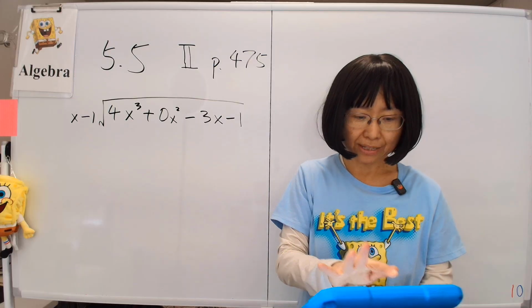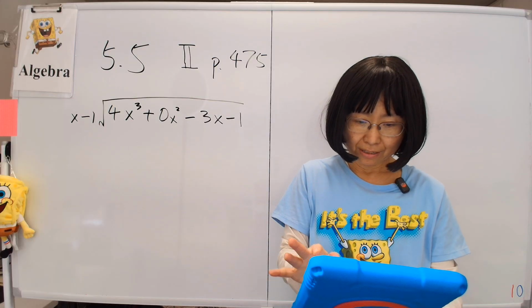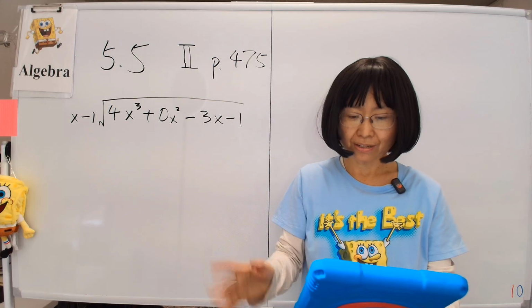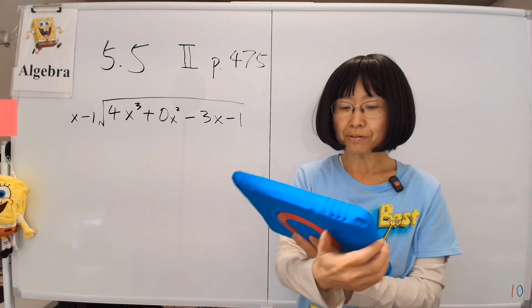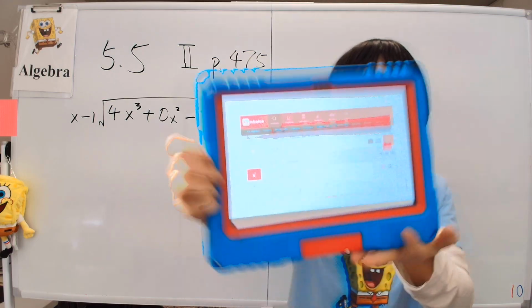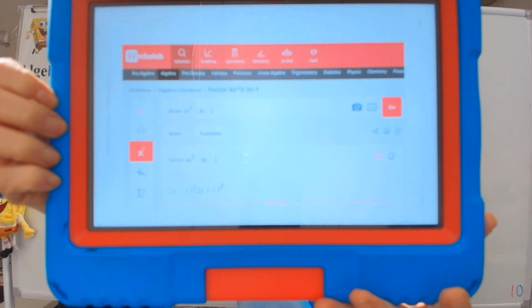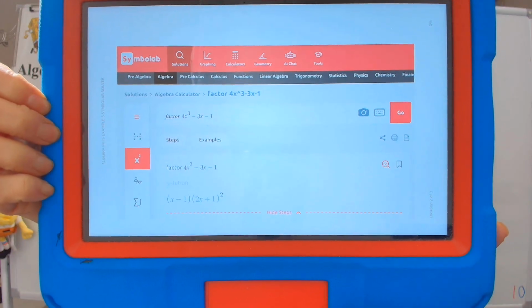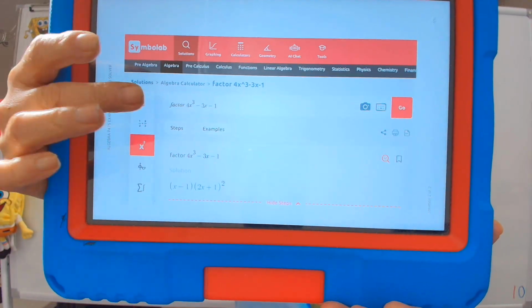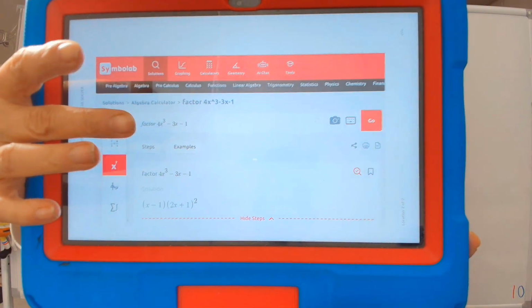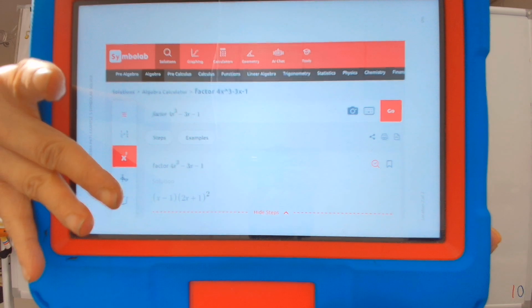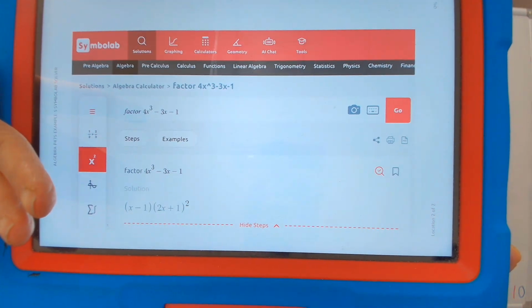But that's not all I did. The next thing I did is problem 5. I typed it into the SymbolLab factoring tool. I will write this link below the video. I just used the SymbolLab factor option and typed in the same equation, and out pops the factorization right here. Okay, and that's what we do.